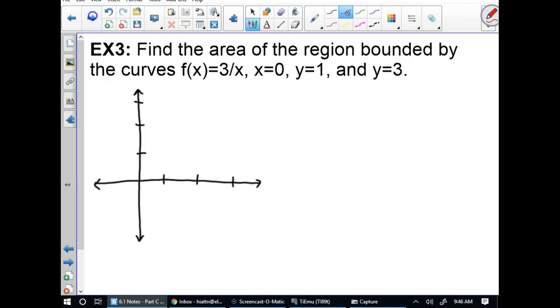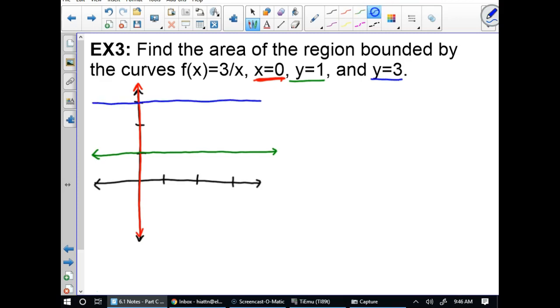Alright, so I'm going to graph all these lines first. So x equals 0 is the vertical line. I know it seems backwards, but it is. So it's just the y-axis. Y equals 1 is going to be a horizontal line at 1, and y equals 3 is a horizontal line at 3.